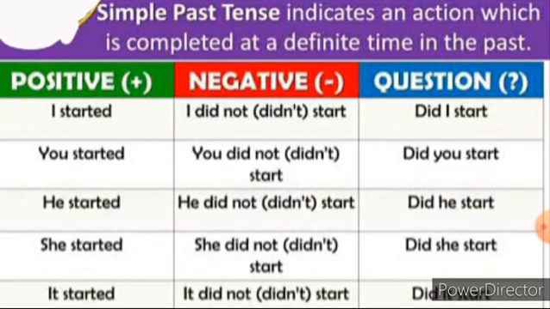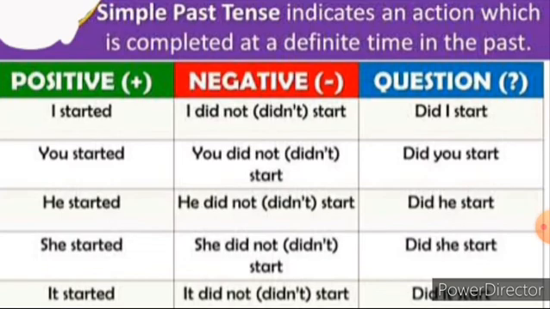Look at the letter ed. If it is mentioned as I start, it is the present form. The letter ed is added with the base form. What is the base form here? Start, S-T-A-R-T, is the base form. Here we have added the letter ed to convert into past form. So it is I started. Ed is added.